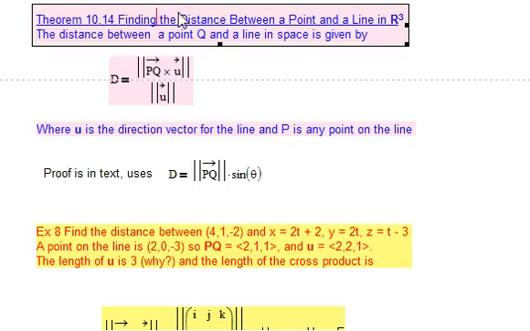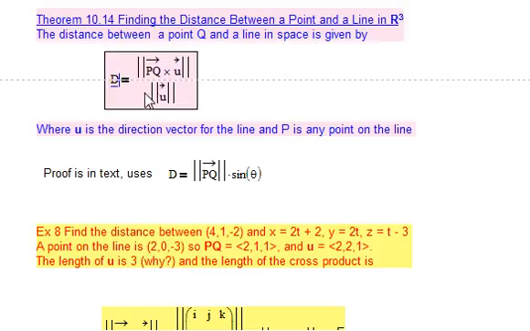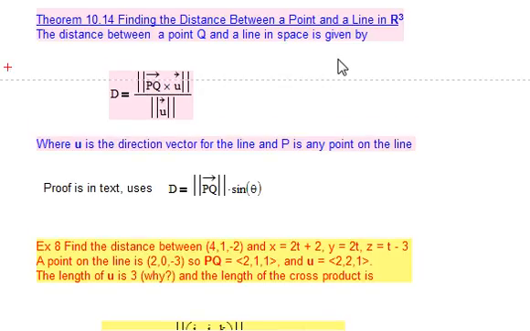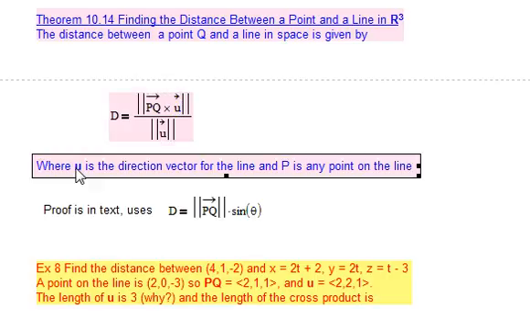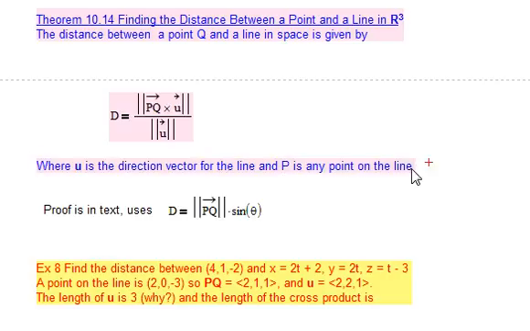So theorem 10.14 says find the distance between a point and a line in R cubed. Okay. Well, the distance between a point Q and the line in space is given by the length of the cross product PQ with vector U divided by the length of vector U, where U is a direction vector for the line and P is any point on the line.